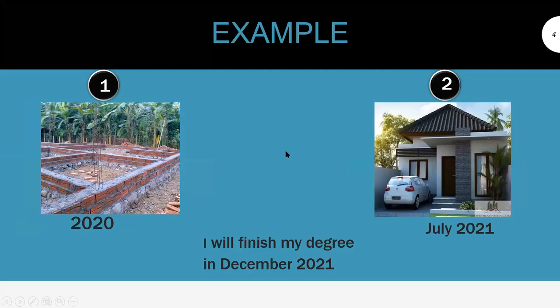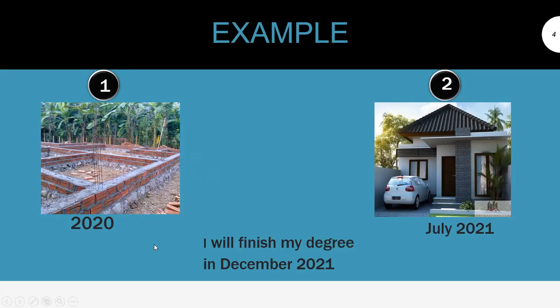Okay, another example. So now 2020. Let's say this is my house. This is only for example, okay? Today the house is like this. The form of the house is still like this. The planning is the building or the construction of this house will be completed in July 2021.